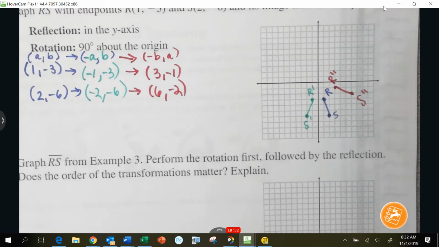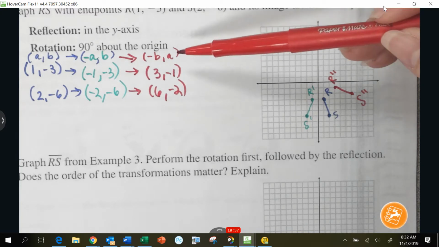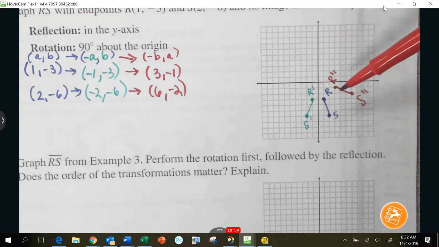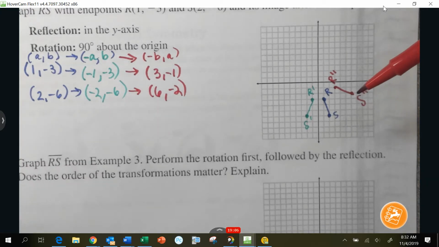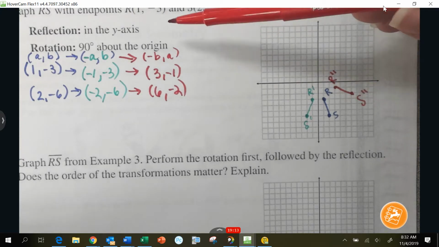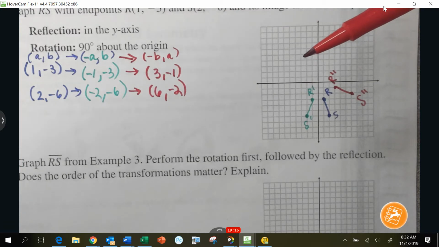Do you guys think if we switched the order of reflection and rotation, would it end up in the exact same place? If we switched the order and did the rotation first and then the reflection, would it end up in the same place? Question? I'm just letting everybody have a chance to think.